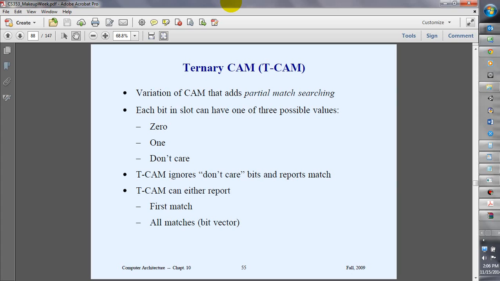Partial match searching is possible. In this case, it's known as a ternary CAM. Each bit in a slot can have 0, 1, or don't care. TCAM is simply going to ignore the don't care bits and can report either a partial match or a complete match.